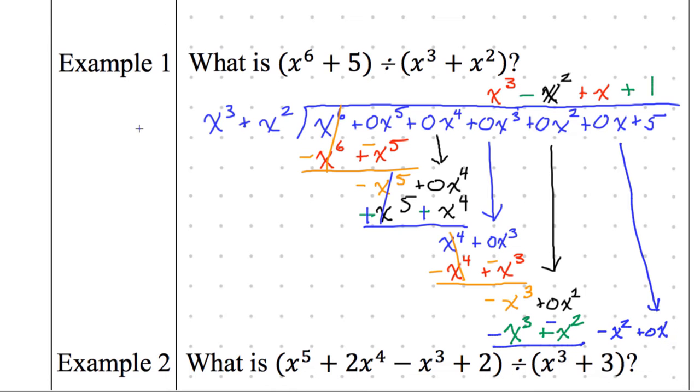Wait, I think it's supposed to be a negative. Why should it be a negative 1? Oh, yeah, it should be a negative 1. Why? Because it's negative x. Yeah, so we have to match it. So we have to match the negative. So this should have been a negative to begin with. That should have been, let me erase this. This should have been a negative to begin with.